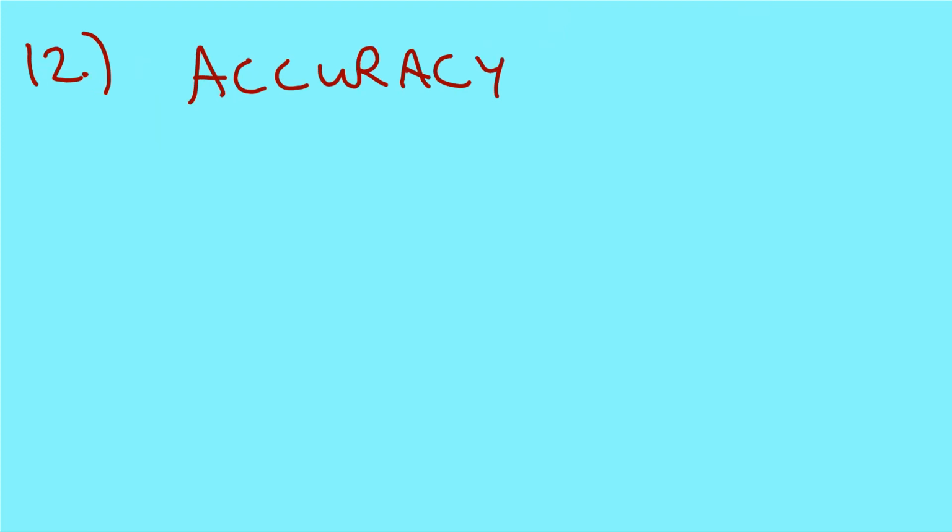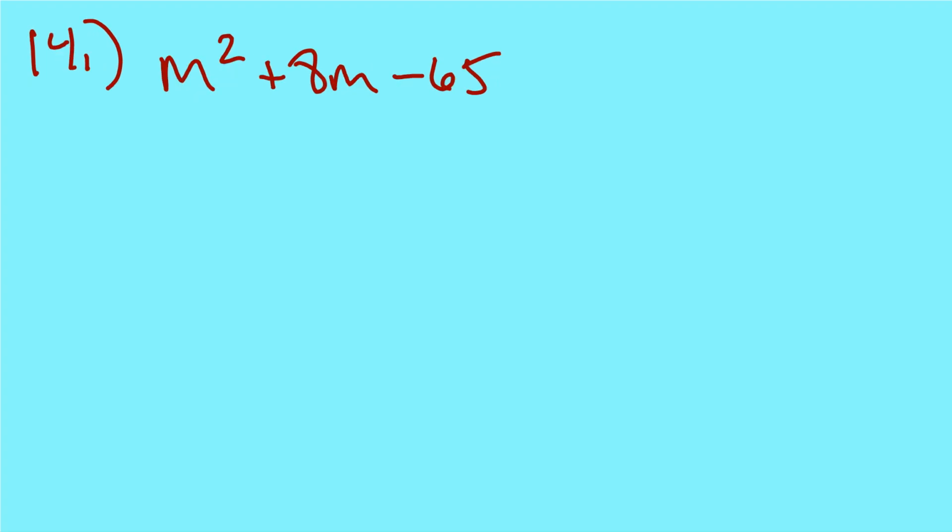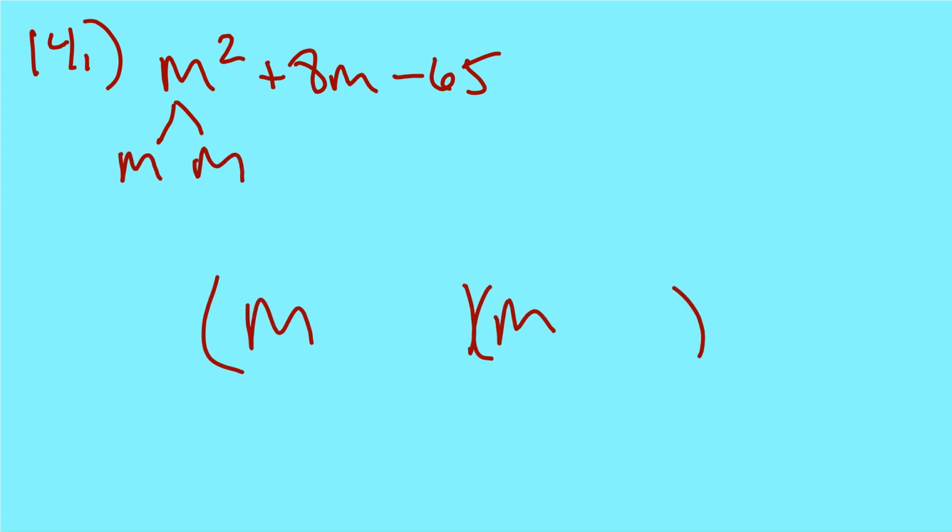Alright, 12 is an accuracy problem, so I'm not going to do that one for you. So I have m squared plus 8m minus 65. Step 1, how do I get m squared? M and m. So I already know I'm going to have m here and m there. Now, remember, that negative sign tells me they have to be opposite signs.